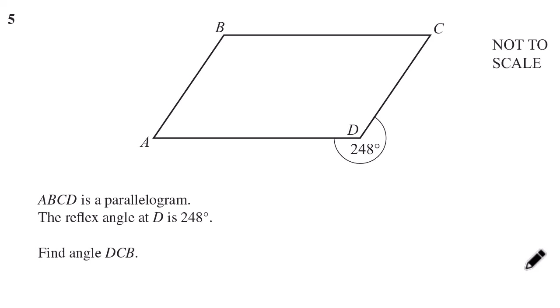Question number 5. This question says the diagram you are looking at, which is not drawn to scale, is a parallelogram. The reflex angle D, reflex is any angle greater than 180 but less than 360. So this is a reflex angle. Now, find the angle DCB. So we are looking for this angle. This is a pretty easy question.